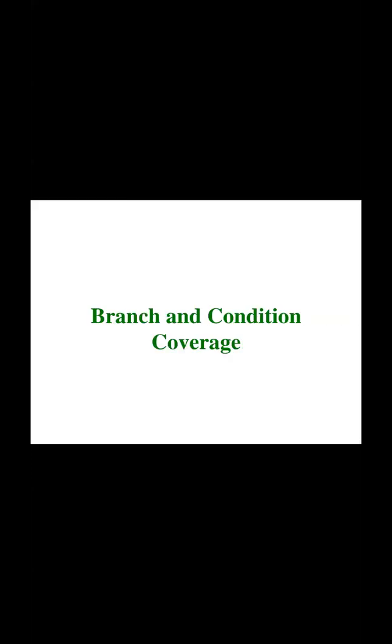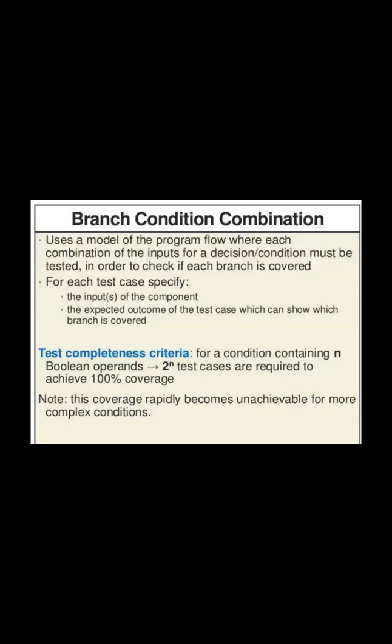The next thing is branch and condition coverage, both branching as well as checking for the condition. Here there may be chances of our project having both condition and branch combination. Use a model of the program flow where each combination of the inputs for the decision and condition must be tested. In order to check if the branch is covered, for each test case, specify inputs of the component and the expected outcome of the test case.